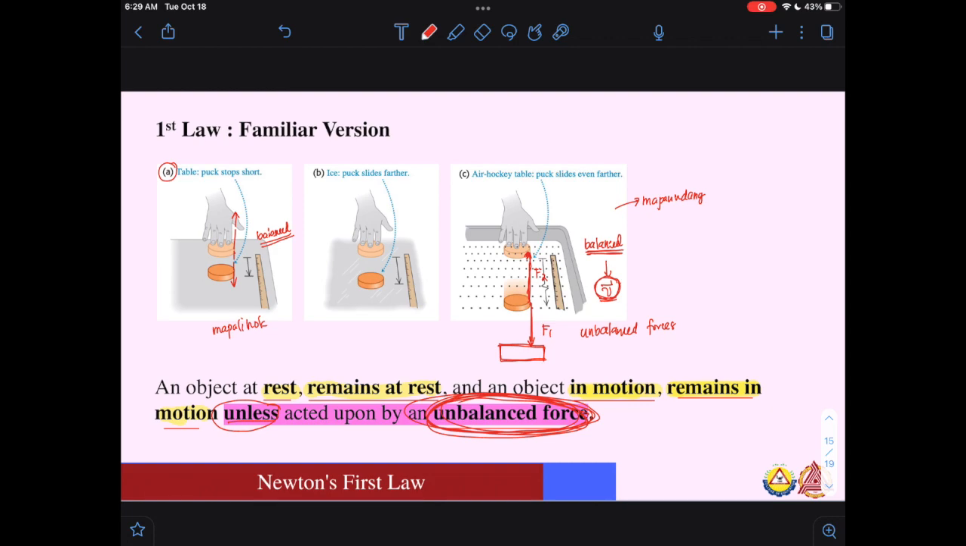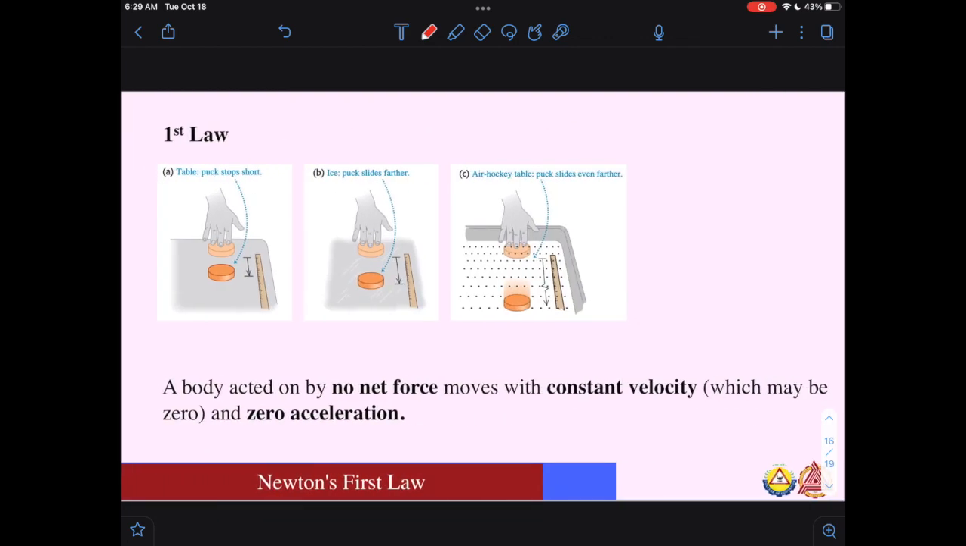And another version which I tend to advocate for you, I like this version more, it is more physics for me. This is the statement of the first law. A body acted on by no net force. No net force means, what was it earlier? Balanced. A body acted on by a balanced force moves with a constant velocity. This is one of the things we discussed earlier, which may be zero. It can be stationary, because the velocity is zero, it is not moving.